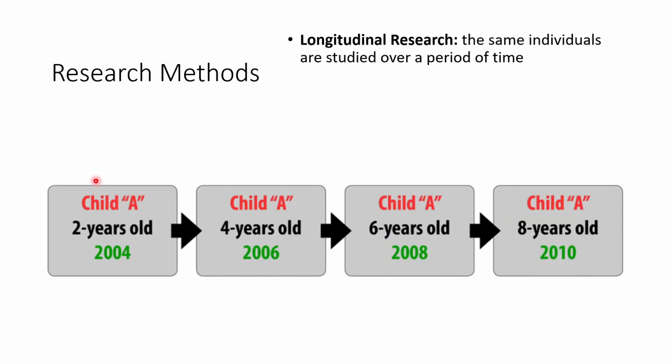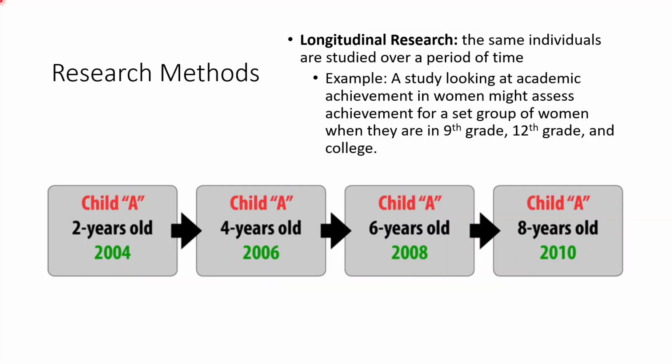For example, I study child A when they're 2, when they're 4, when they're 6, and when they're 8, the exact same child. I look to see what the developmental path or trajectory they take is over time. So imagine I'm doing a study looking at academic achievement in women. I might assess their GPA, their grades, their test scores when they're in 9th grade, the exact same women when they're in 12th grade, and then the exact same women again once they reach college. You may be wondering, hey, doesn't that take a long time?